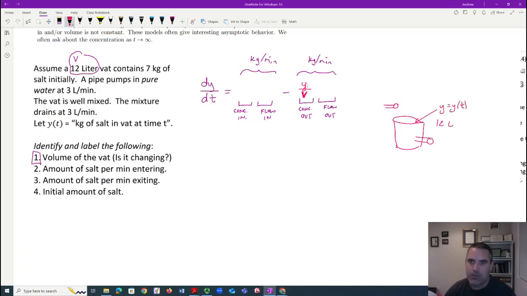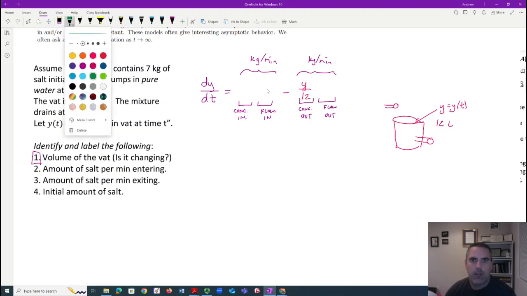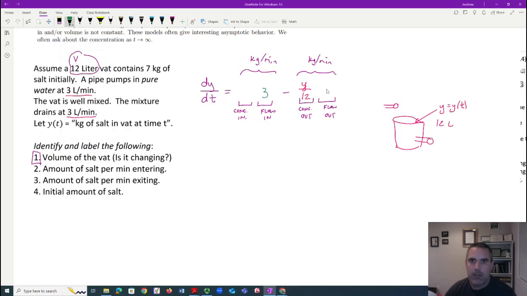And so the current concentration is Y over V, and we know the volume is not changing. And the reason we know that is because the flow in and out is the same. The flow in is 3 liters per minute. The flow out is 3 liters per minute. So let's put those things in there. 3 liters per minute. This is liters per minute. This is liters per minute. This right here is kilograms per liter. And so that takes care of it.